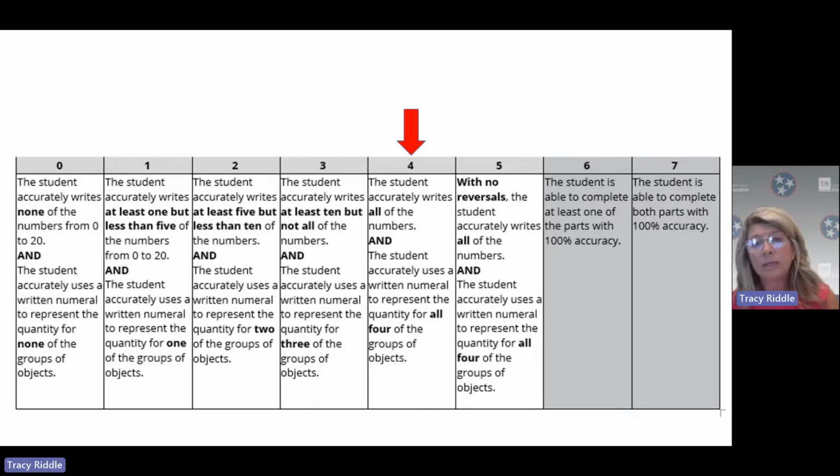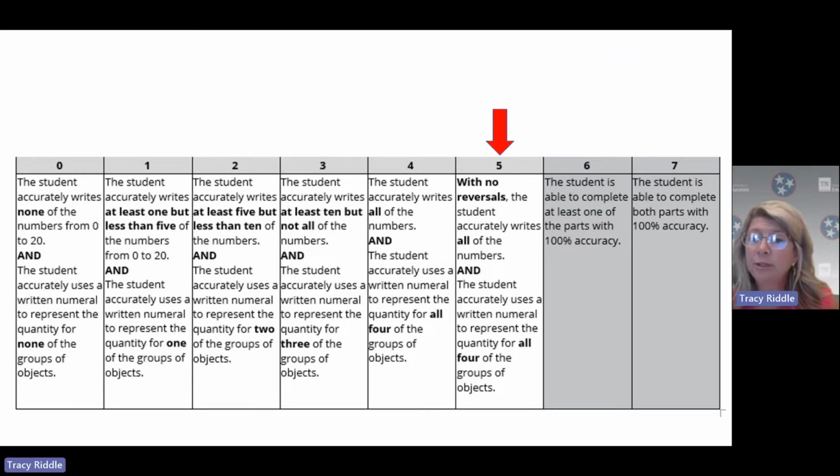Remember, at the kindergarten level, reversals are acceptable. When students are able to write all of these numbers correctly without reversals, that is a level 5 for both parts, for writing numbers 0 to 20 and for counting the groups of objects and writing the number. If they are able to do all of those parts without reversals, that is a level 5.